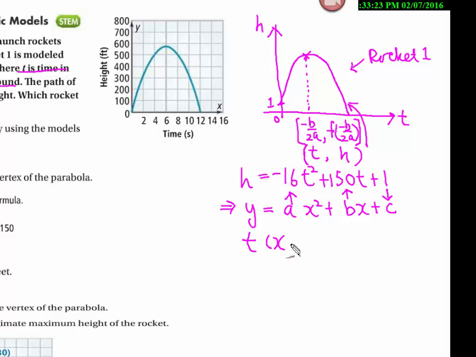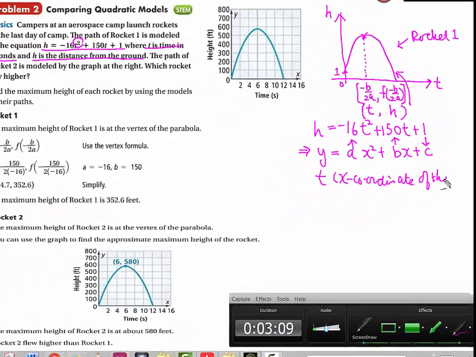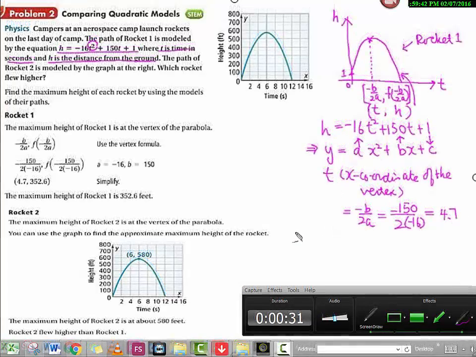Let me write down the x coordinate of the vertex. So based on the arithmetic here, we have t equal to negative b over 2a, which is negative b, which is 150, over 2a, where a is negative 16. So we end up getting 4.7, which is t.